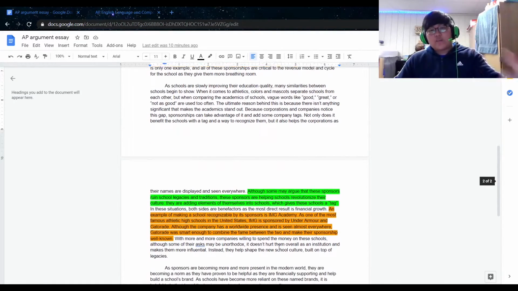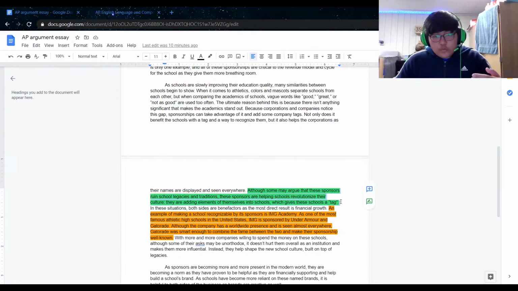However, if we look at the second body paragraph, right here, we have a counter argument. This is something that I would say all argument essays must include to be able to have a high score. Counter arguments, because not only do you help progress your own argument, you also can consider the opponent's argument and kind of discredit whatever they want to say, which indirectly strengthens your argument.